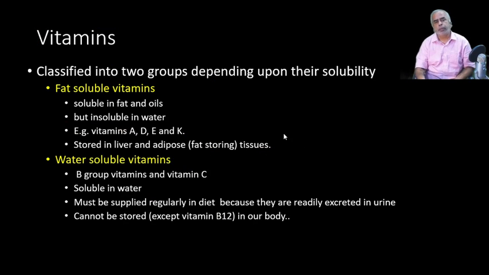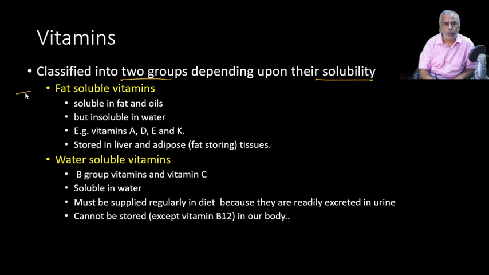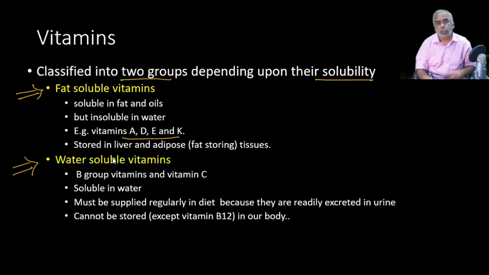Then vitamins are classified into two groups depending on their solubility. They are fat soluble and water soluble. So fat soluble vitamins are not soluble in water. They are soluble in oils and fats. Examples: vitamin A, D, E, K. They are stored in the liver and adipose. Adipose is a fat storing tissue.